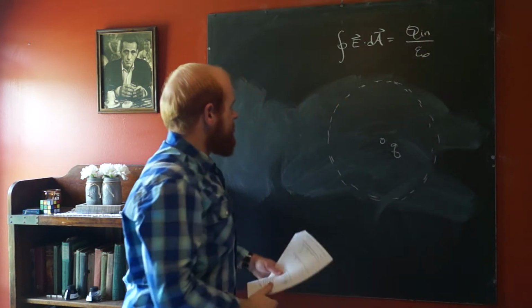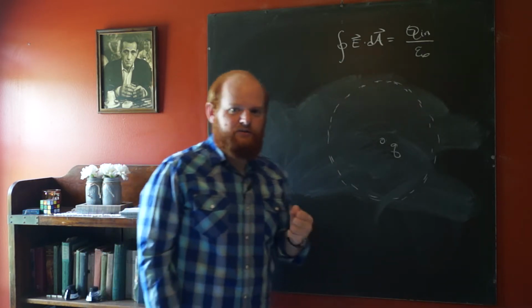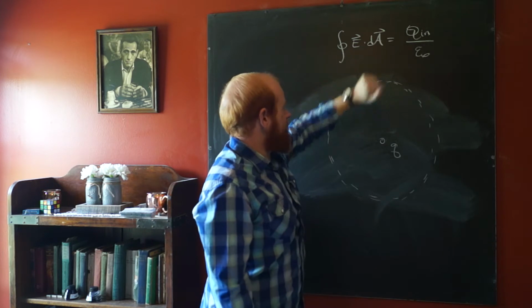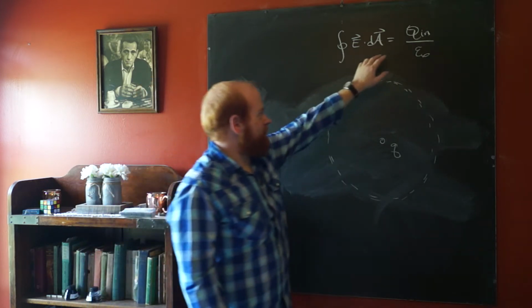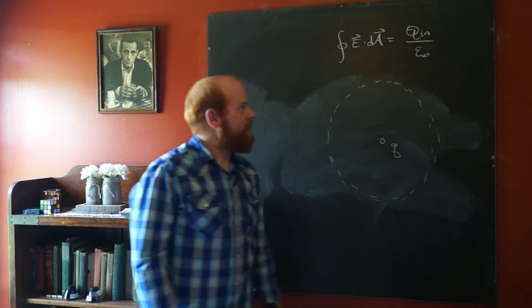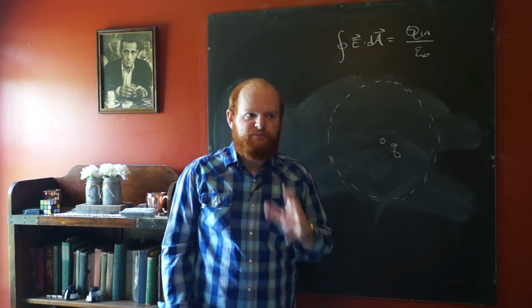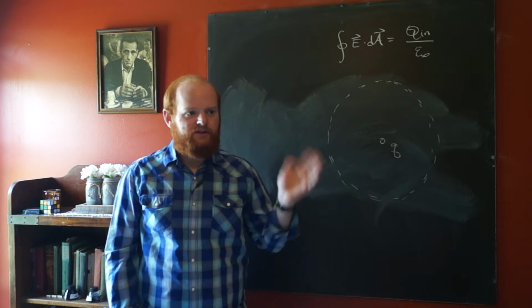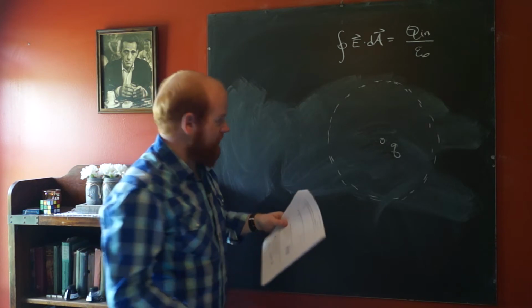Recall that Gauss's law says that the integral over a closed surface of E dot dA is equal to Q inside divided by epsilon naught, or that it's proportional only to Q inside and nothing else. That's the form of Gauss's law that we think about most of the time, because most of the time we use Gauss's law to find magnitudes of electric fields. That's the main utility of Gauss's law.